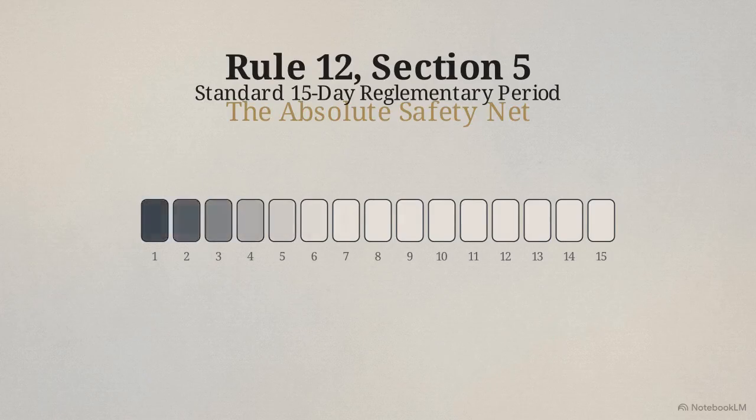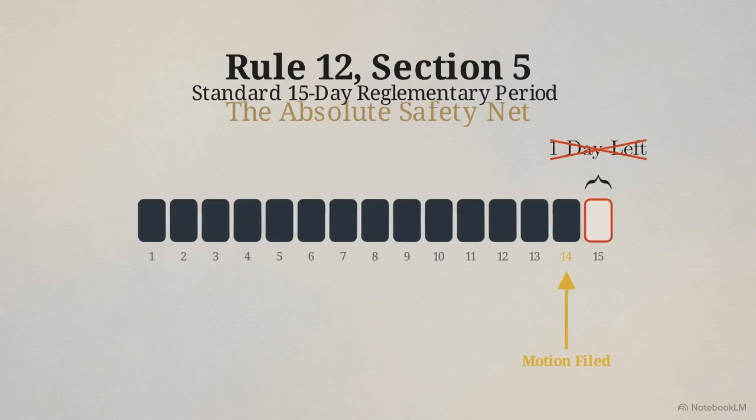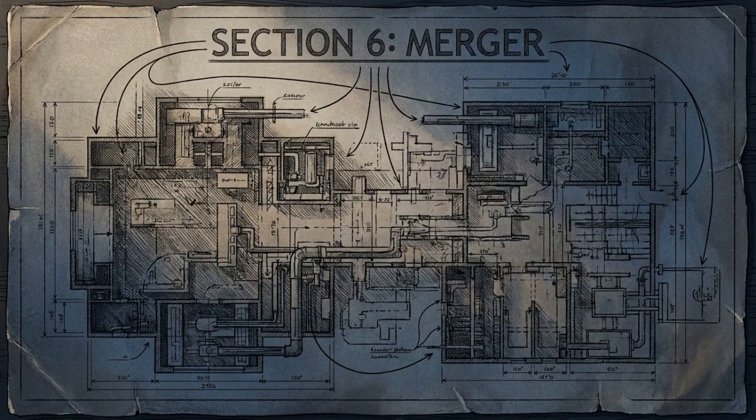Consider a common scenario. A defendant receives a complaint and files a motion on day 14 of their standard 15-day period. Mathematically, they have 1 day left. Legally, that single day is overridden. The 5-day absolute floor activates. Once the answer is finally ready to be filed, we look to Section 6, Bill a part of pleading.